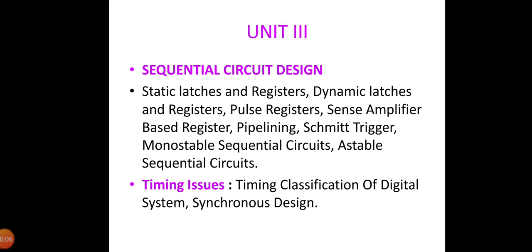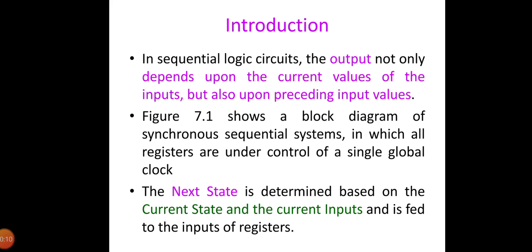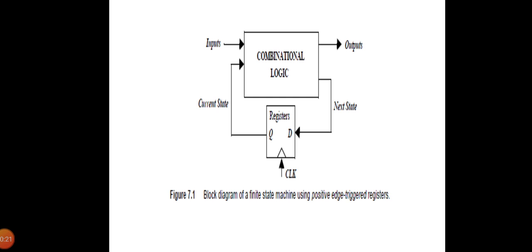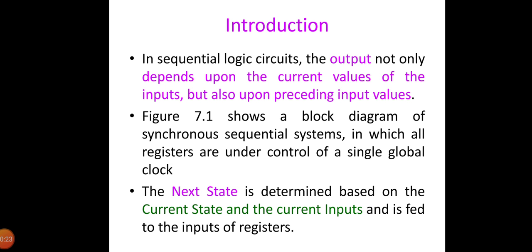Today we are going to speak about sequential circuit design and timing issues. In sequential logic circuits, the output not only depends on the current values of the input but also depends on the preceding input values. Here we can see a block diagram of a sequential circuit in which all registers are under control of a single global clock. So the next state is determined based on the current state and the current inputs and is fed to the inputs of registers.